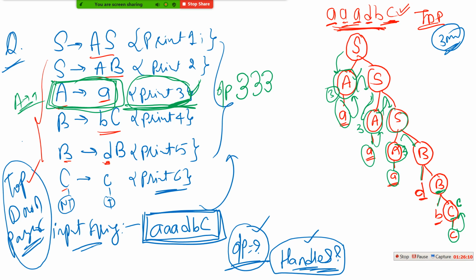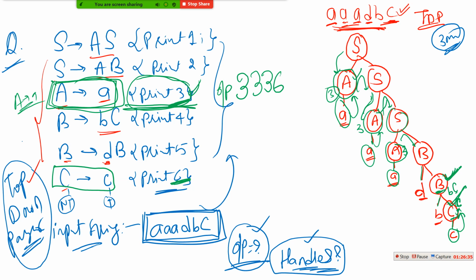I can say that this C is holding the value of c, so now 6 will get printed on the screen. Now this B will get the bc, because this capital C is holding the value of c, so this B is now holding the value of c. So first this capital C will be executed, after this non-terminal B will be executed.